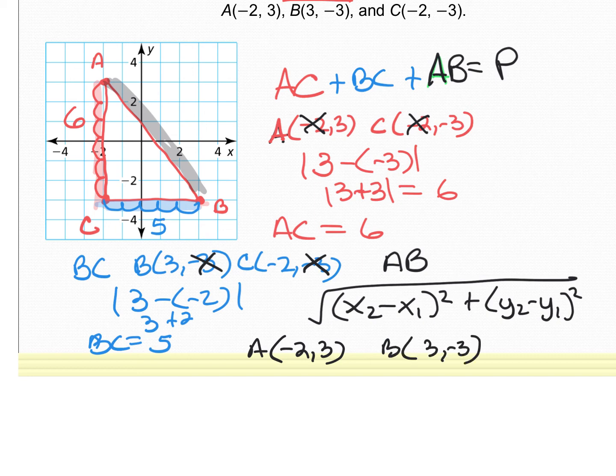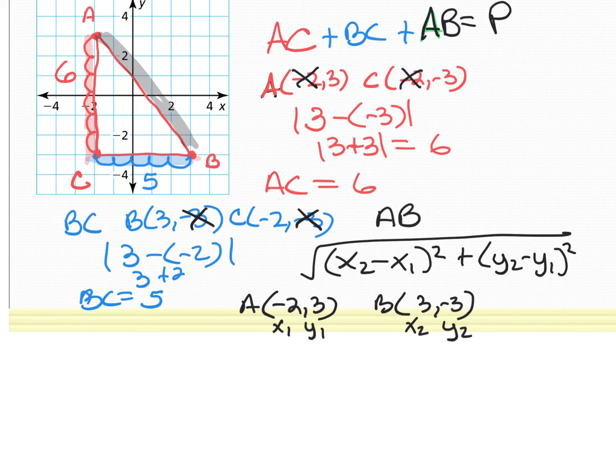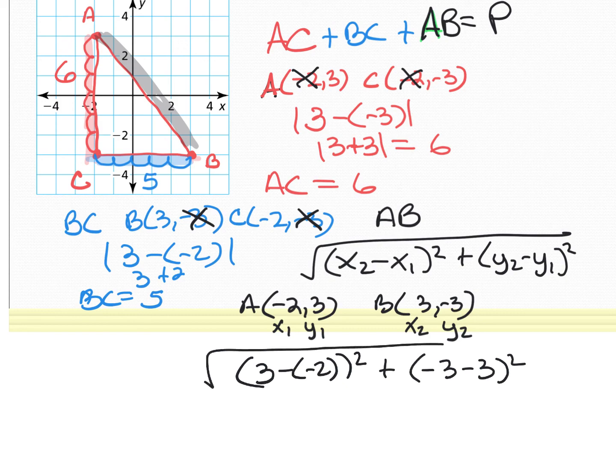If you take a quick look at them, notice both of the x's are different and so are the y's. So again, let's give labels. This one will be my ordered pair number 1. This will be ordered pair number 2. Now I plug these ordered pairs into the formula. Once I do that, I get 3 minus negative 2 squared plus negative 3 minus 3 squared. This is all under a square root.